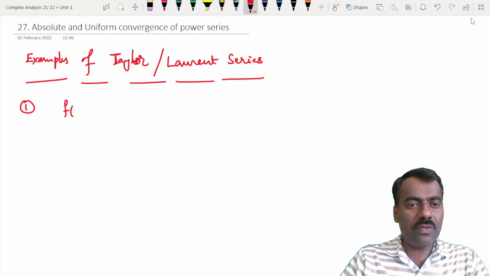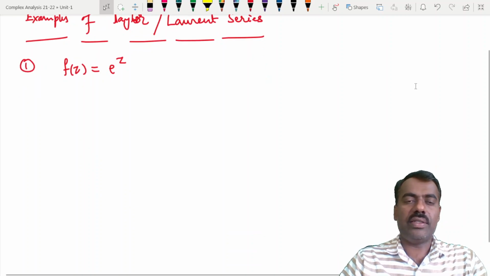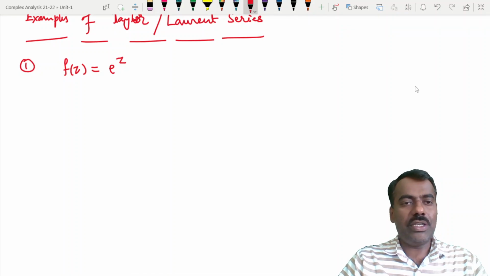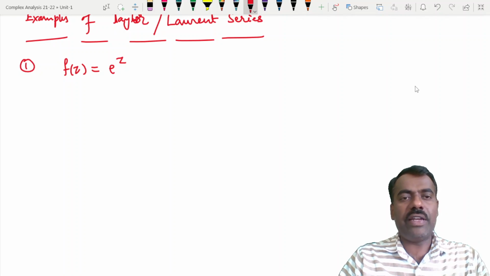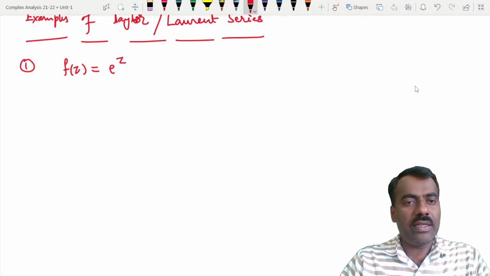So consider f of z is equal to e power z. We know that it is analytic everywhere in the entire complex plane. So whichever disk you take, it is not a problem. It should have this power series representation. So we'll find what is its Maclaurin series. We know how we can write the Maclaurin series.